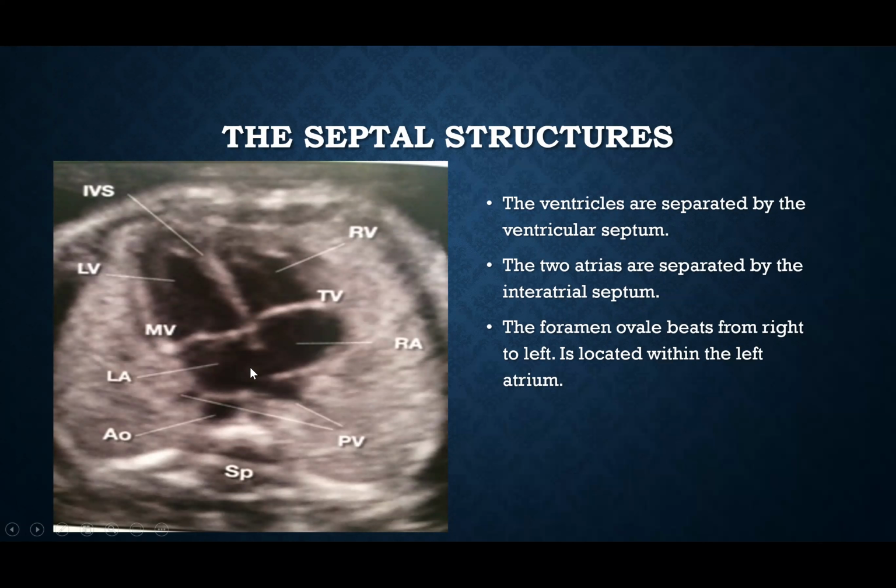It's located in the left atrium, and it allows oxygenated blood to pass over so that the oxygenated blood can get to the aorta and to organs faster and not go through the lungs, because they don't need to go through the lungs in fetal life. Now, the foramen ovale closes after the baby is born.